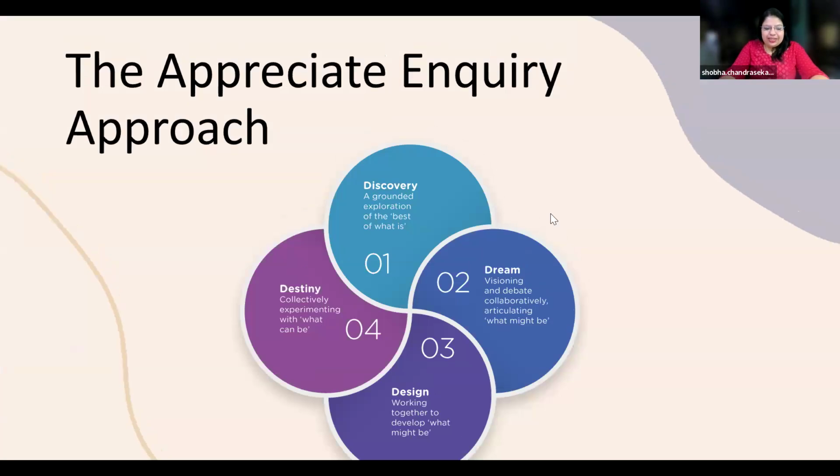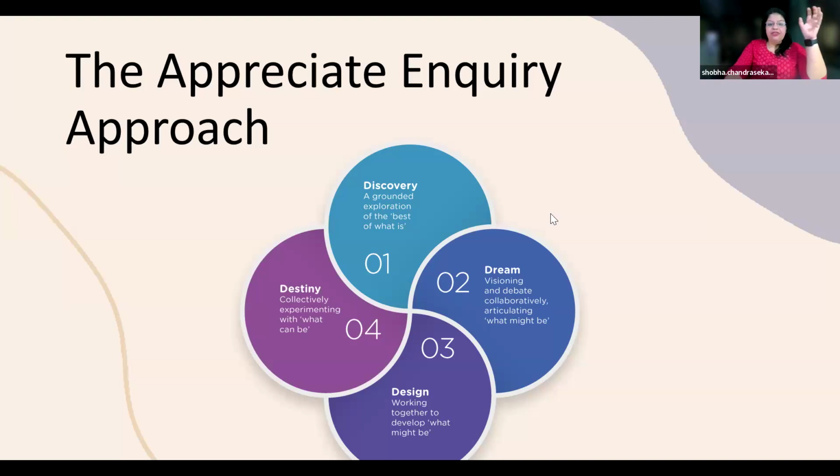Okay, we'll move on to the appreciative inquiry approach. This is an interesting one. It's a strength-based, positive approach to organizational change and development. Instead of focusing on problems, the appreciative inquiry approach seeks to identify what is working well and build on those strengths. The core of this approach is the 4D model, which is discovery, dream, design, and destiny. Each phase helps organizations uncover their strengths, envision a positive future, and create plans for sustainable success.